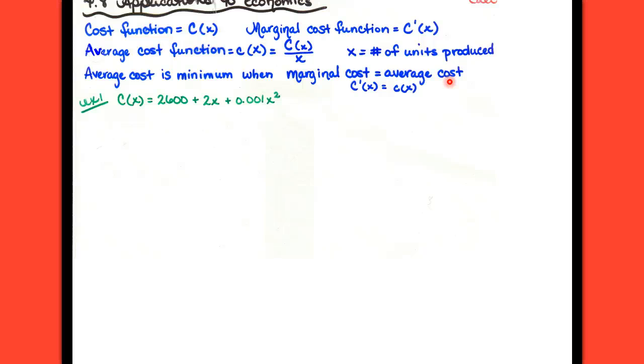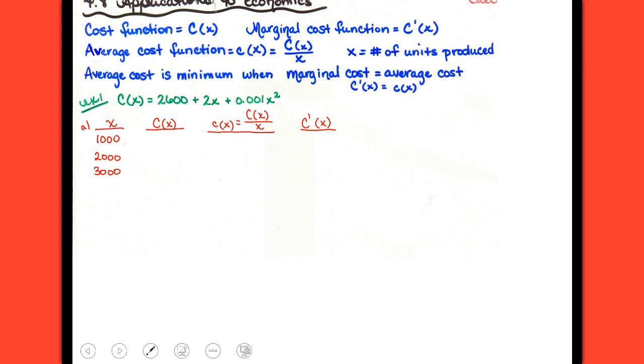To also try and help us logically understand it, in example number 1, they tell us a company estimates that the cost in dollars of producing x items can be represented by this given cost equation. So for A, it says find the cost, the average cost, and the marginal cost of producing 1,000, 2,000, and 3,000 items. So we're going to plug in some numbers just to kind of get a feel for where that average cost might be a minimum.